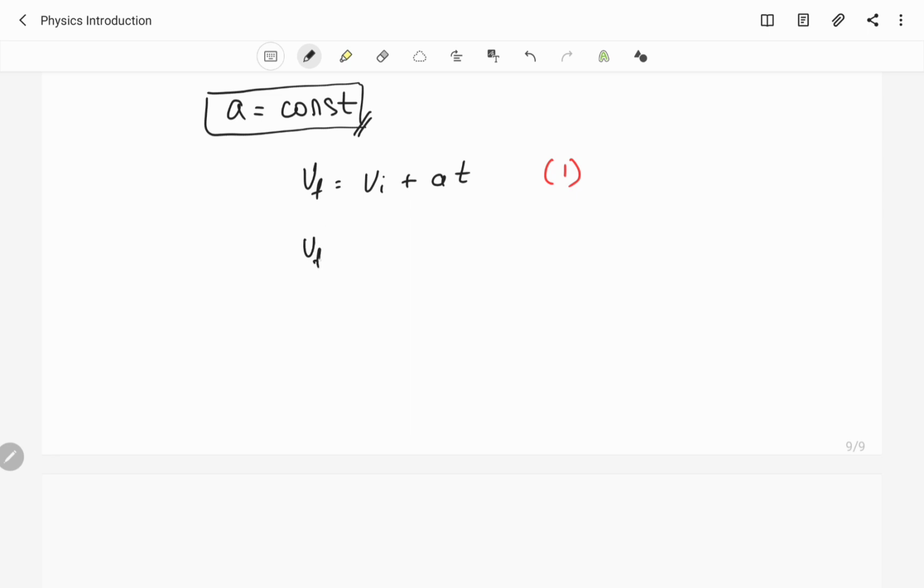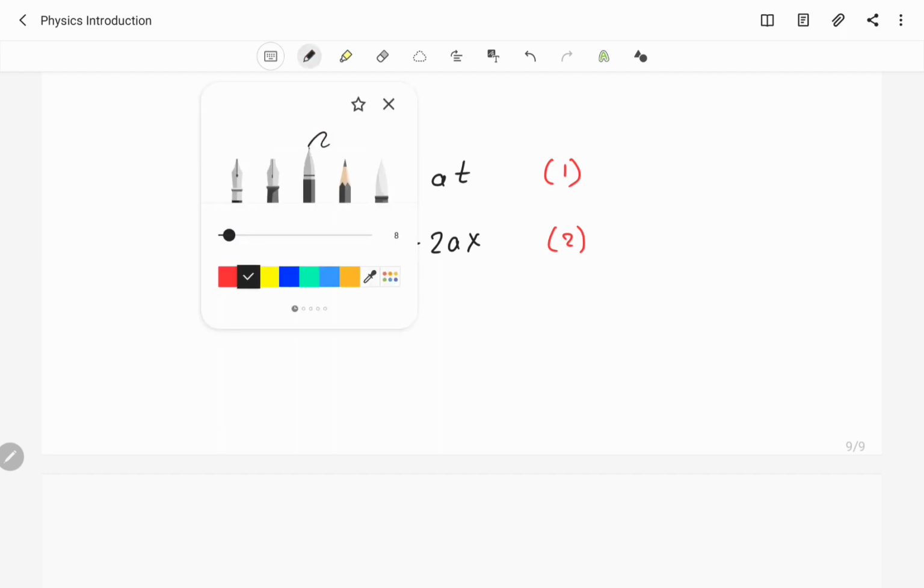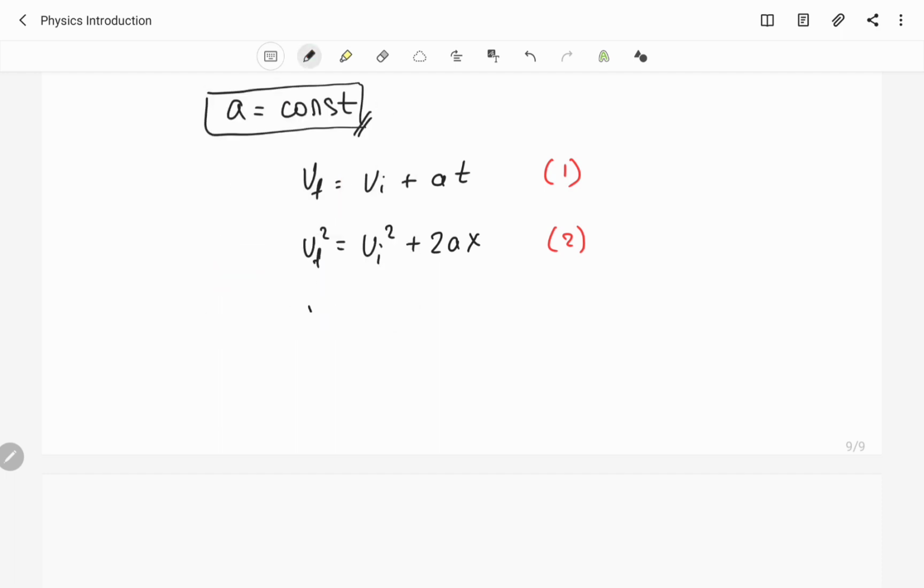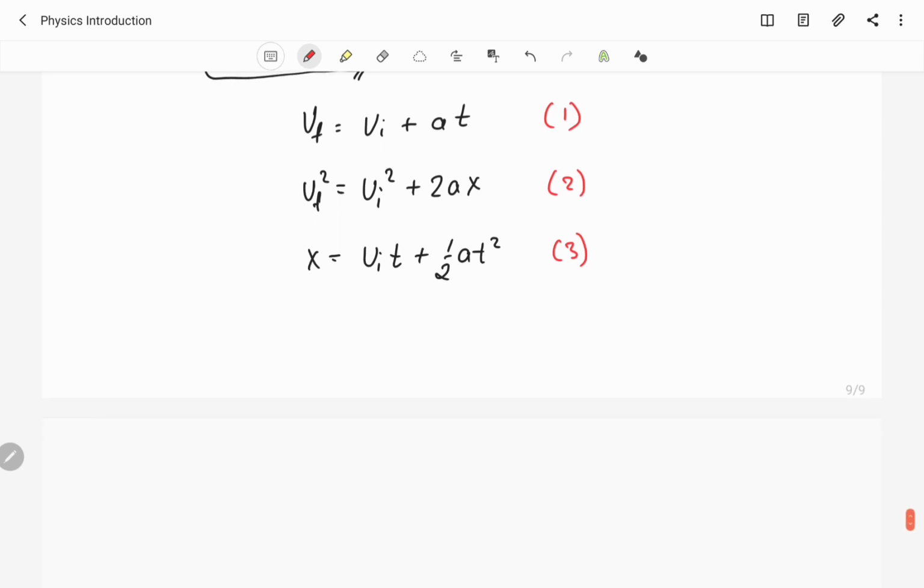Final velocity square equals initial velocity square plus 2 acceleration times distance. This is equation number 2. And the last one, distance equal to initial velocity times time plus 1 over 2 AT square. This is equation number 3. We can use these 3 equations to solve problems related to the motion with constant acceleration.